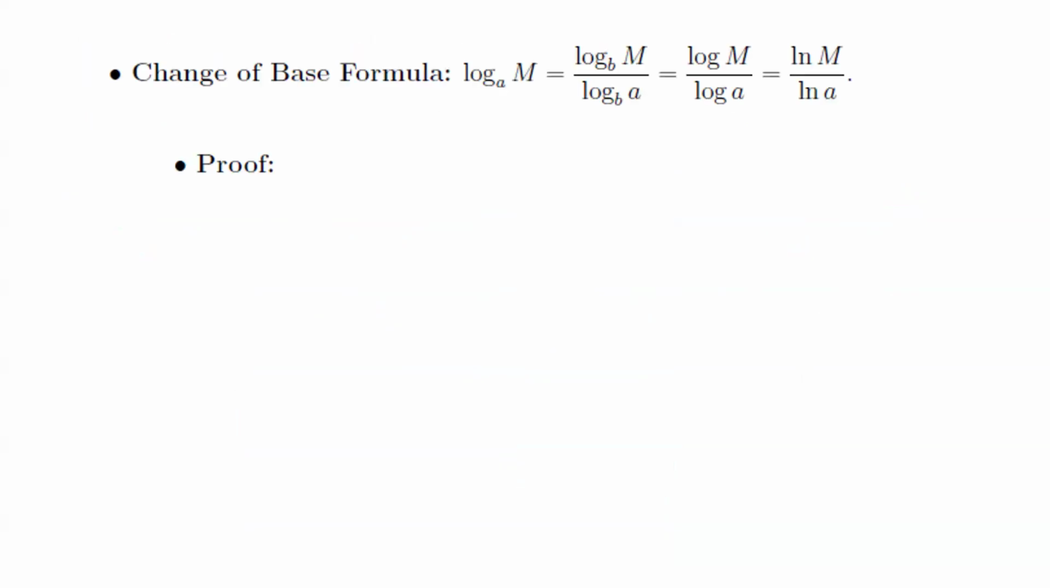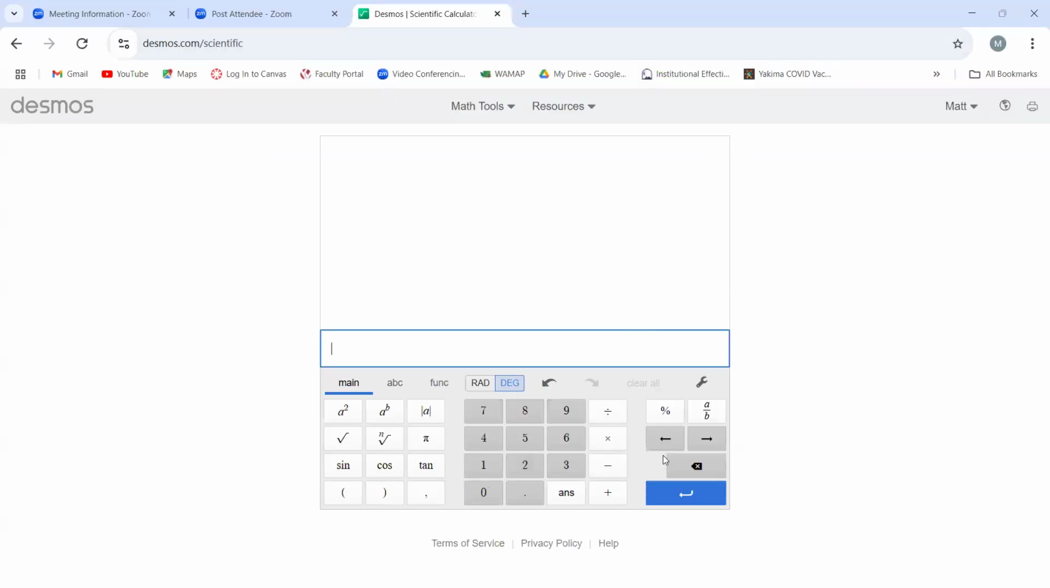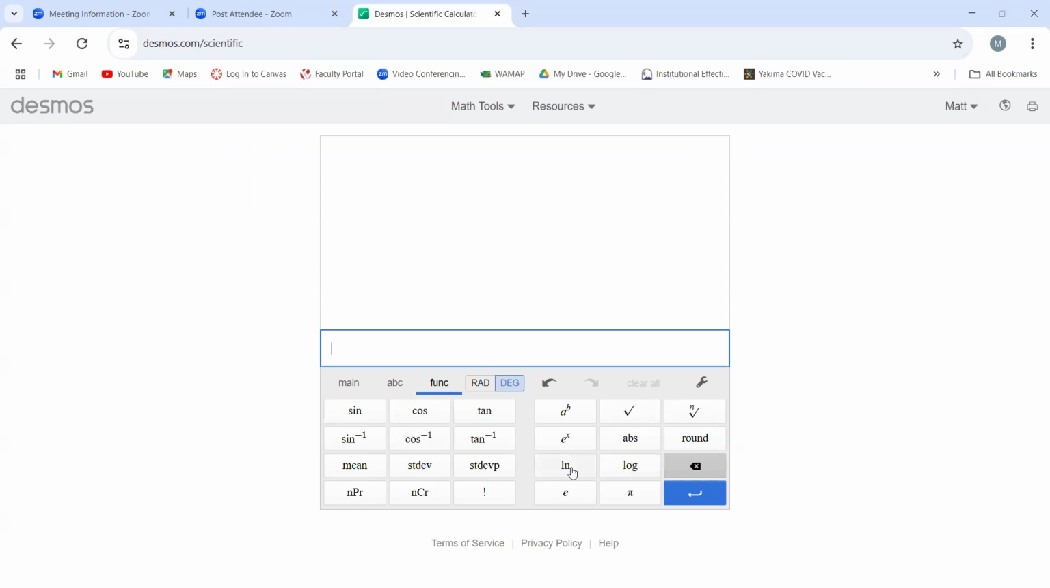All right, now backtracking to the second property I wanted to show you and give a little proof of. And this property has to do with the fact that we did discuss earlier that most calculators do not have a button that has log of any base you want. Most of them have two, natural log and common log, and that's it.